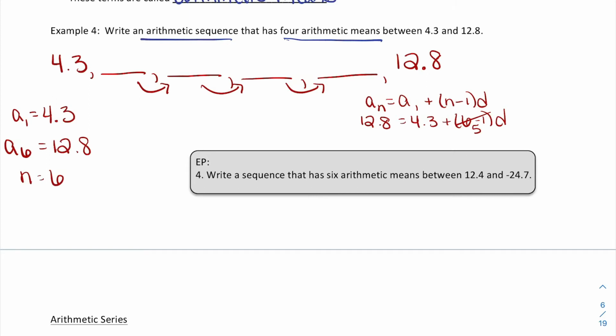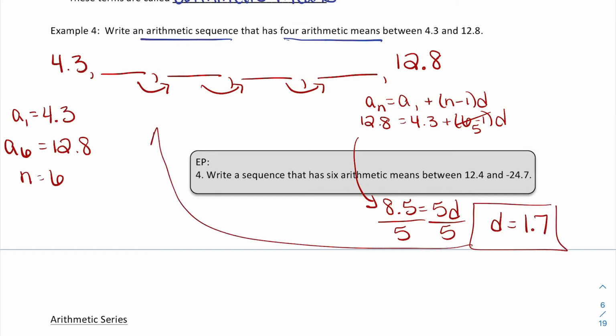So as I do the math, I'm going to subtract 4.3. Let me carry this down here. And I'm going to get 8.5 equals 5d. Divide by 5, and I get d to be 1.7. Not the nicest, but what that means is I'm going to come up here, and every time I'm going to add 1.7.